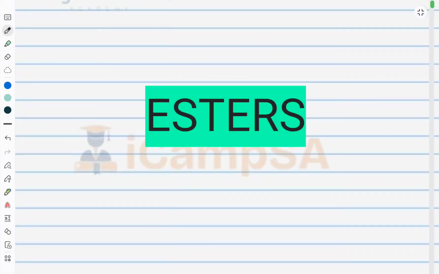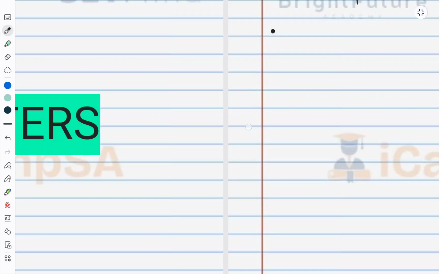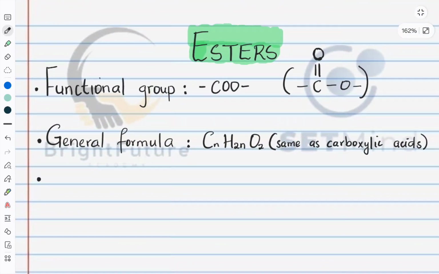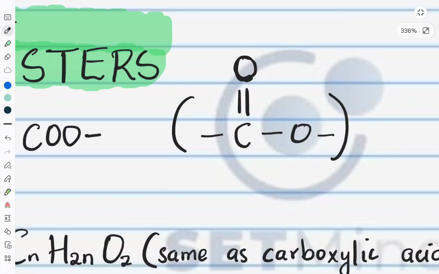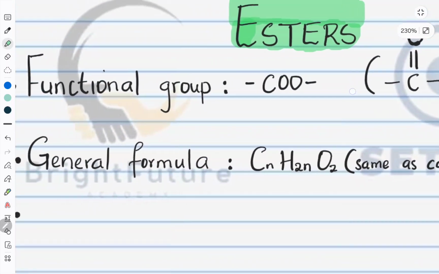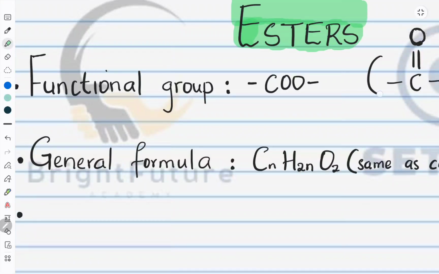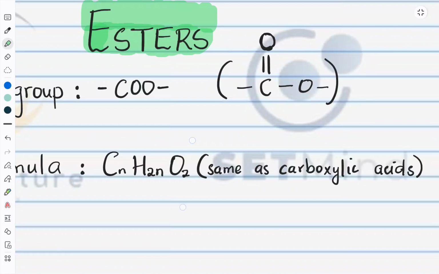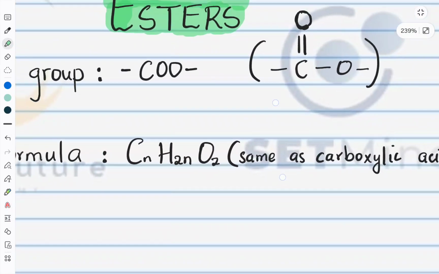Let us do esters. Esters have a functional group COO, and this is how the structural formula of that functional group looks. That's our COO there, that whole thing. For esters, the general formula is the same as the one we had for carboxylic acids, which is CnH2nO2.